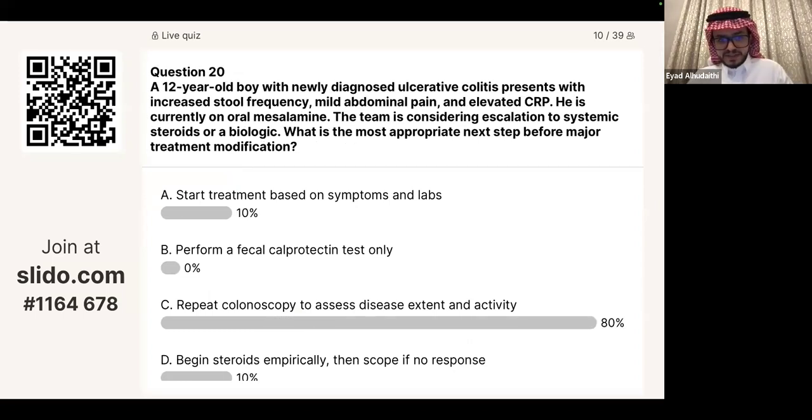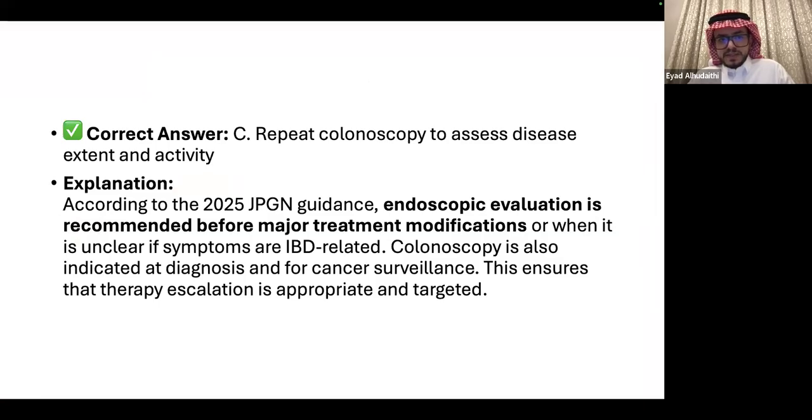Yeah, you are right. So before making a major modification, we have to do a colonoscopy. According to the latest guideline, endoscopic evaluation is recommended before major treatment modification or when it's unclear if symptoms are IBD related. Colonoscopy is also indicated at diagnosis and for cancer surveillance. This ensures that the therapy escalation is appropriate and targeted.